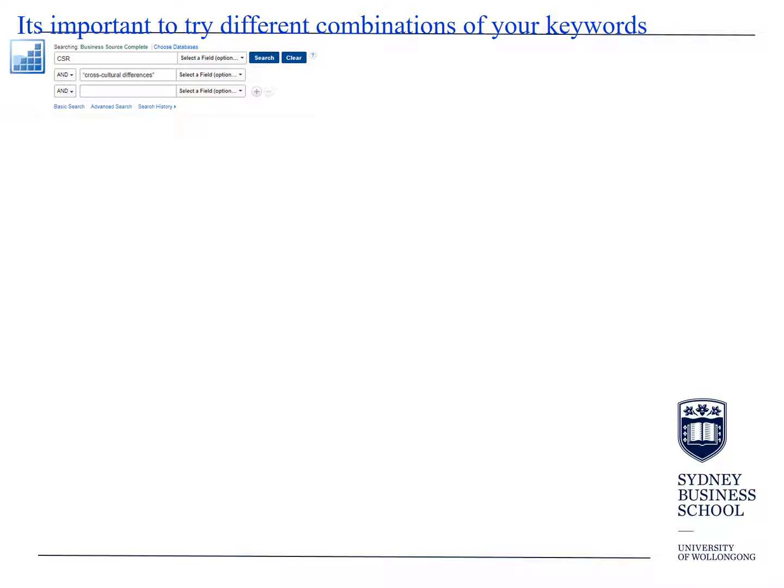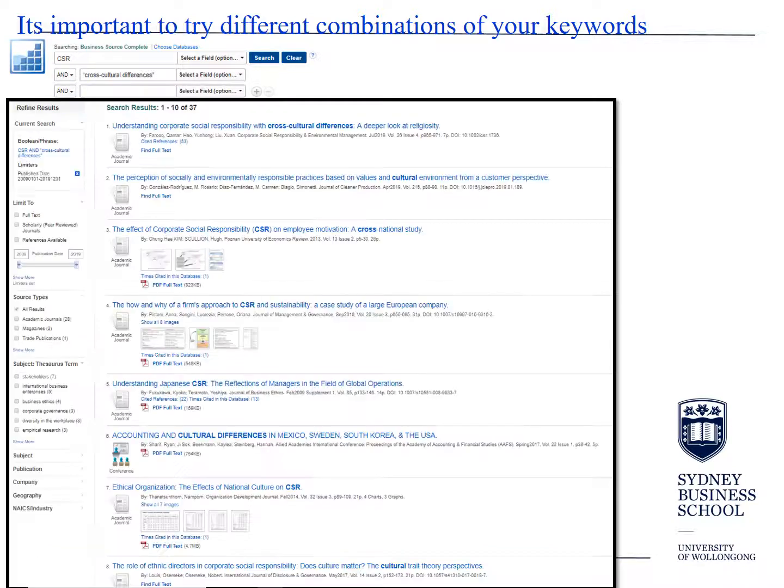If I change some of my keywords, so ethics is also known as CSR, and I'm going to change cross-cultural differences. If I run that search, I get 37 results. Some of them would be very useful for answering this assignment question. Again, make sure you look at the date range, ticking the academic journal articles, and if you want, you can add an additional subject term to make it more relevant.